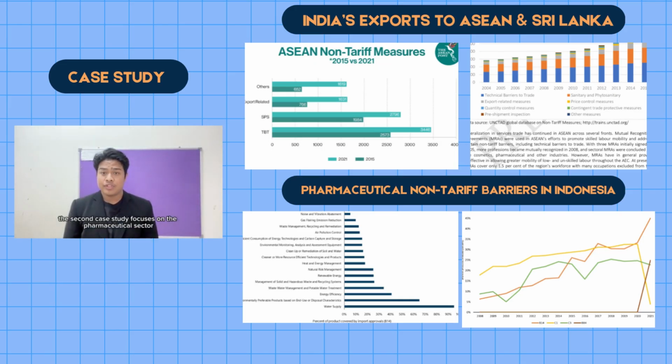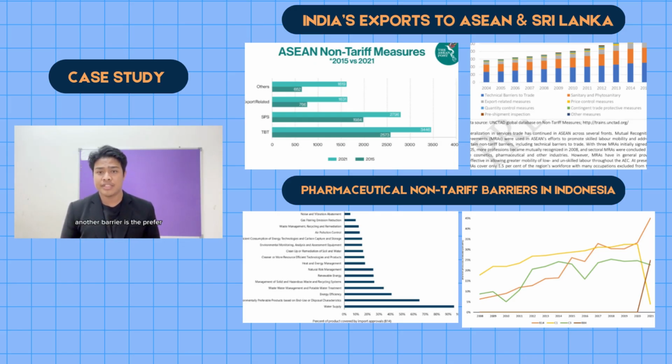The second case study focuses on the pharmaceutical sector in Indonesia. Indonesia applies strict regulation on imported medicines to protect public health and support domestic industries. However, many of these regulations act as non-tariff barriers. One key barrier is the lengthy drug approval and registration process. Foreign pharmaceutical companies must submit extensive documentation and local clinical data. This process can take several years, delaying market entry.